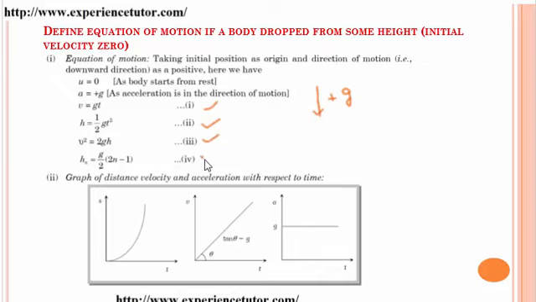Therefore, hn is equal to g by 2 bracket 2n minus 1. If we plot the graph of distance, velocity and acceleration with respect to time, then the graph will be as below.